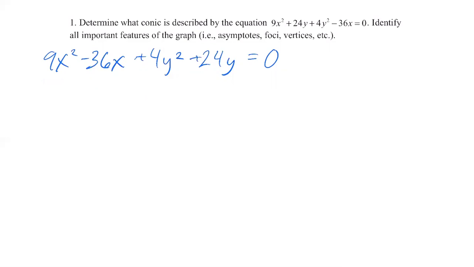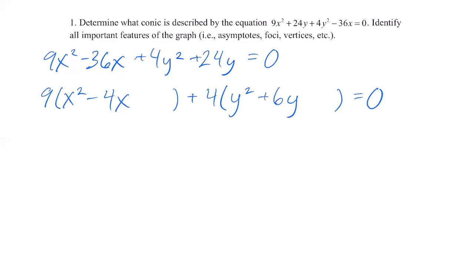To do that, the very first step is to factor out whatever is the leading coefficient on our squared terms. So we would have 9 times (x squared minus 4x) plus 4 times (y squared plus 6y) equals 0. And I've left these rather suggestive gaps. I'm going to fill these in. I'm going to be adding something in here in order to complete the square.